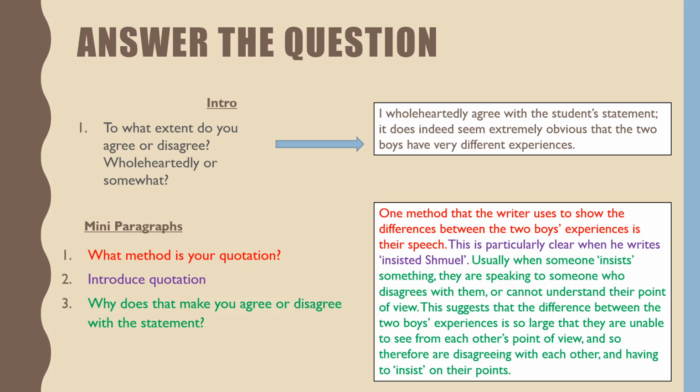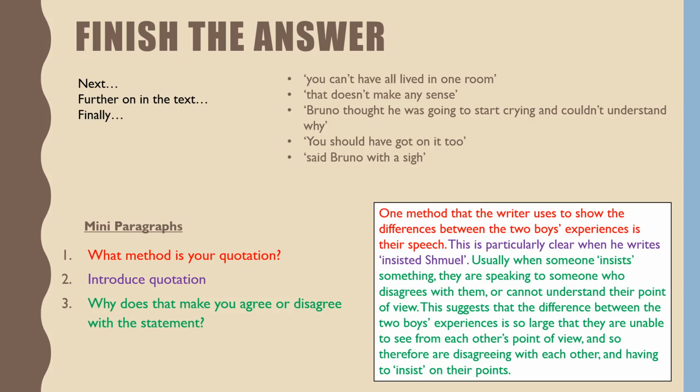Okay, so here's my whole response, my whole paragraph on one screen for you to use. What I want you to do is to continue by writing 2 more paragraphs using one of these quotations up here. You can start with next or further on, not further in the text, that's from the last PowerPoint, ignore that. You could do next, or you could do furthermore. Okay. So you can say next, another method the writer uses to show the differences between the boys' experience is, and then whatever method it is, and then just carry on and do the mini paragraphs like that, and do 2 more, send it through to me, and I will give you some feedback through Google Classroom.